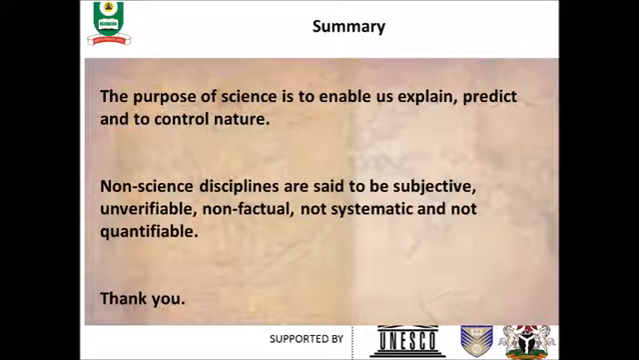Sub-branches of natural sciences are physical sciences such as physics, chemistry, biological sciences, microbiology, medical sciences, etc. In general, the purpose of science is to enable human beings to explain, predict, and control nature. Non-science disciplines are said to be subjective, unverifiable, non-factual, non-systematic, and non-quantifiable.